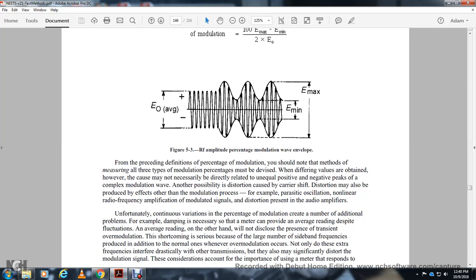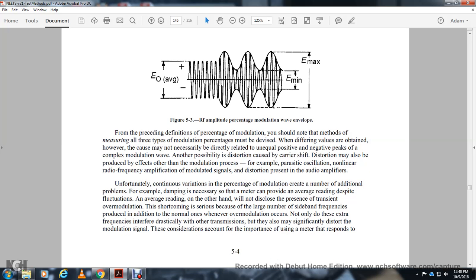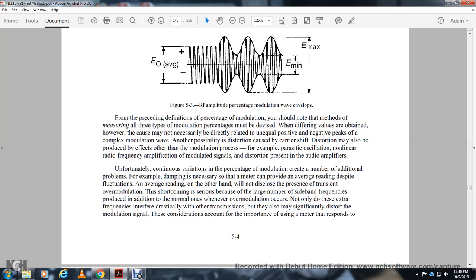The figure shows the radio frequency amplitude percent modulation wave envelope: voltage minimum, voltage maximum, and unmodulated carrier voltage. From the definition of percent of modulation, you should know that the method of measuring all three types of modulation percent must be divided by the differing value obtained. However, they may not necessarily be directly related, due to unequal positive and negative peaks of the complex modulation wave. The possibility of distortion coupled with carrier shifting may also produce the effect of other modulation processes, for example parasitic oscillation, nonlinear radio frequency amplification, and signal distortion present in the audio amplifiers.